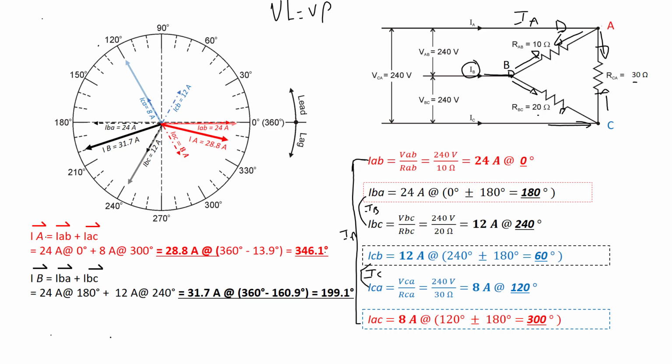Last line current, IC. For IC, we add ICB plus ICA. So that's these two: 12 amps, ICB, 12 amps at 60 degrees plus ICA, 8 amps at 120 degrees. It comes to 17.4 amps at 83.4 degrees. I'll plot that out. Once again, it ends up in between the two vectors and closer to the larger one.